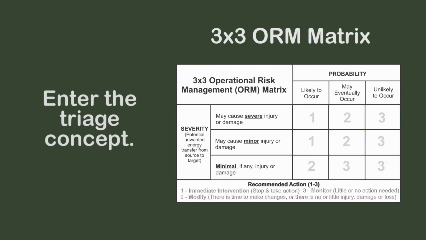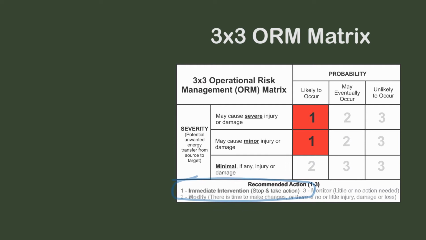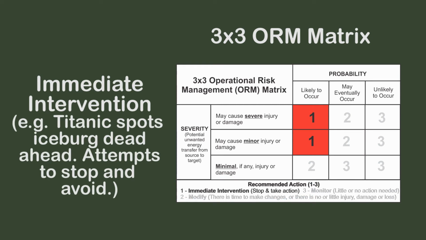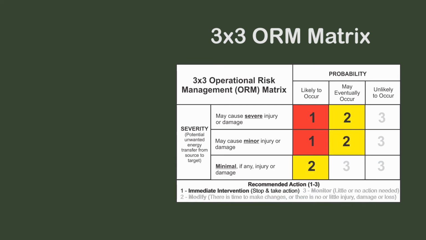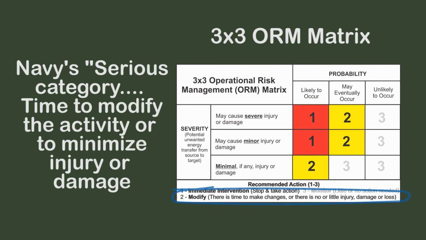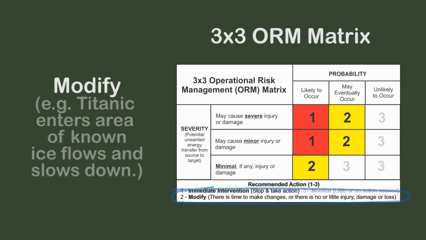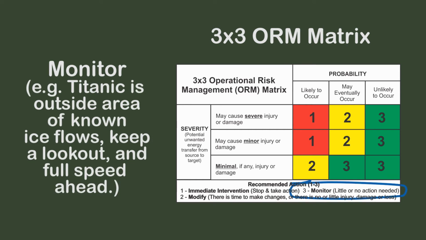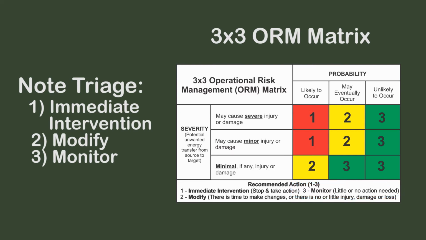Enter the triage concept. In outdoor recreation settings, even minor injury, damage, or loss will normally lead to immediate intervention. The second recommended action is similar to the Navy's Risk Management Code category of serious. There is time to modify the activity to make it unlikely to occur or to minimize injury, damage, or loss. The third recommended action is to monitor. It should be noted that outdoor leaders and participants are always assessing the situation and looking for changing conditions.